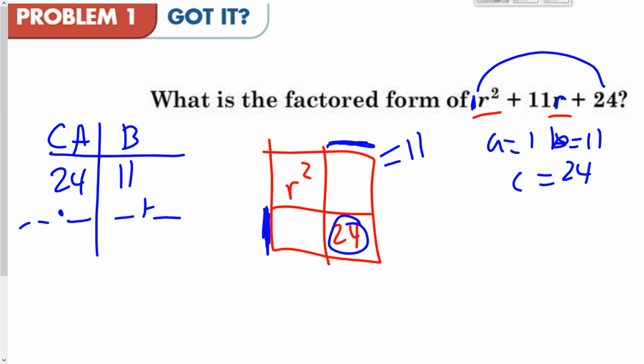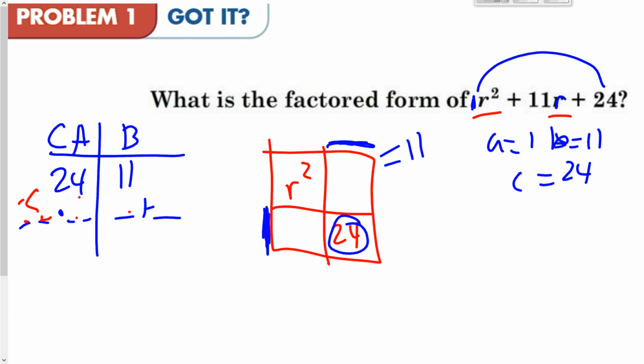You just keep going. Well, what about 2 and 12? Well, 2 and 12, they add to 13, close, but not quite. Okay, so I can't do 2 and 12. Anything else? What about 24 and 1? Always try the number and 1. Nope, that's not going to work because that's definitely not going to add.